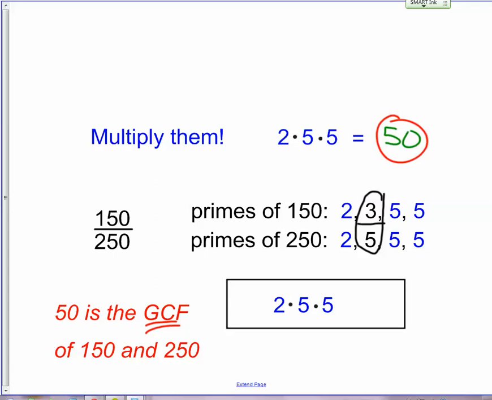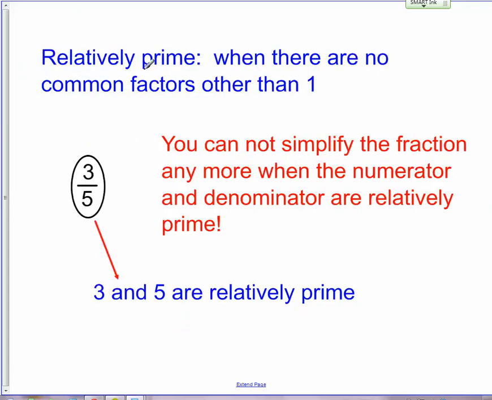All right. Then the words relatively prime, just make sure you know what these mean. When two numbers have no other common factors other than 1, they're called relatively prime. So I cannot find any common factor for 3 and 5 except for the number 1, and that won't change it. If I divide them each by 1, I get 3/5 again. So you cannot simplify the fraction anymore when the numerator and denominator are relatively prime.